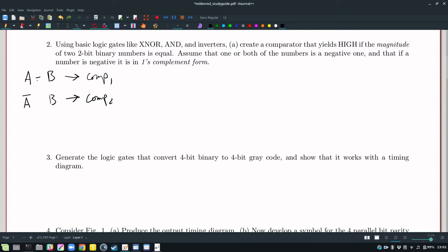But keep in mind, if these are equal, and obviously we're thinking about the magnitude, so if A is a negative number, but it has an equal magnitude to B, if you took the inversion of both sides, however you say that, the negative or the complement of both sides, then A would be equal to B bar magnitude. And so that also would be comparator 2. So I think it's sufficient to say make comparator 2 and comparator 1 and then OR them.